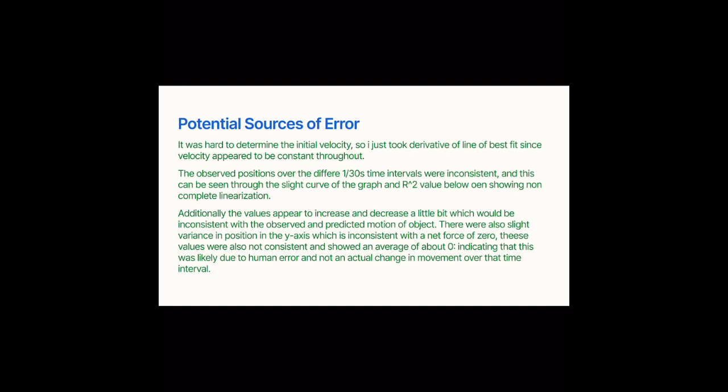The observed positions where 1/30 time intervals were a bit inconsistent, and this can be seen through the slight curve in the r squared graph. If the velocity is completely constant, the graph should be completely linear, showing that there is absolutely no net force. And additionally, the values seem to increase and decrease, which isn't really consistent and kind of shows human error, especially with inconsistencies in the y-axis since there appears to be no net force acting on the y-axis, and these y-axis changes are not consistent and overall average to around 0, indicating that this was also likely a human error.